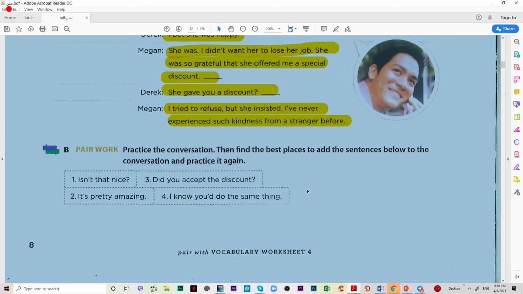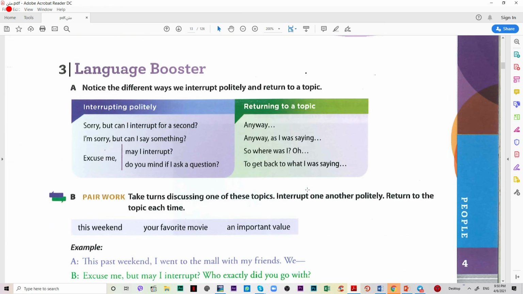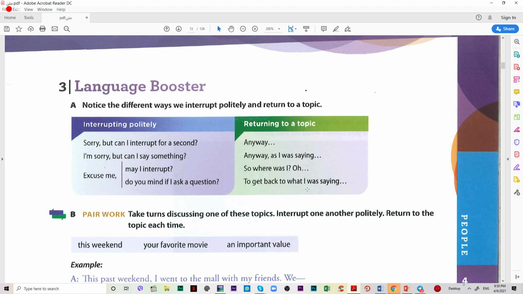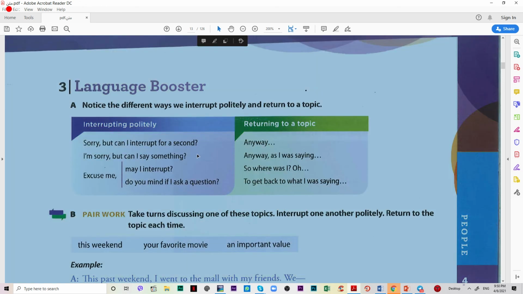Okay, we move to the last section. I'm going to explain today: yes, we have language booster. Move to the next page. Anyone with a question can ask. We have language booster. Yes, here we have three language boosters. Notice the different ways we interrupt politely and return to a topic.